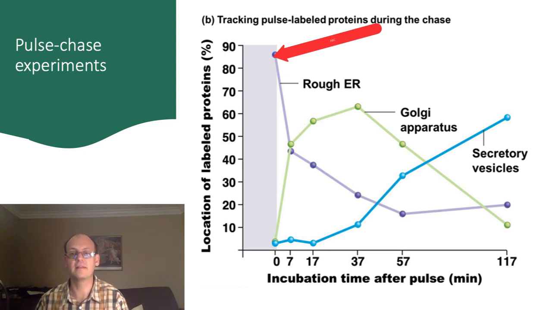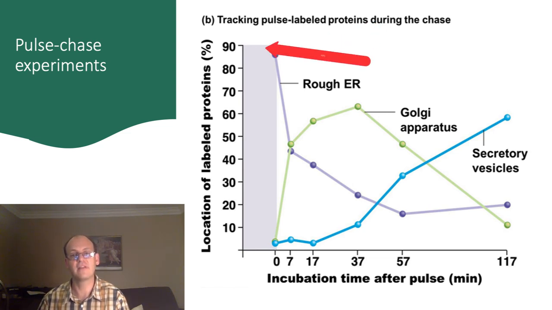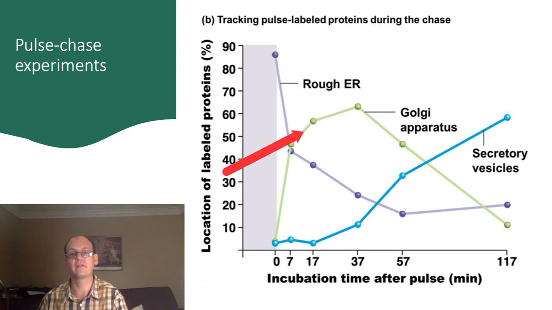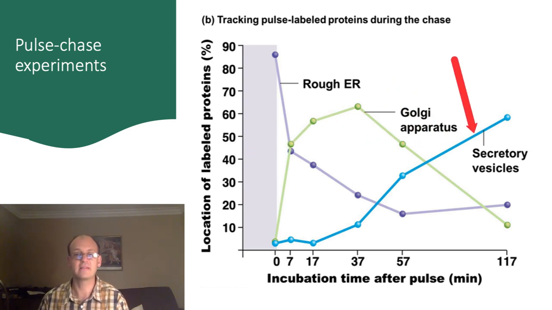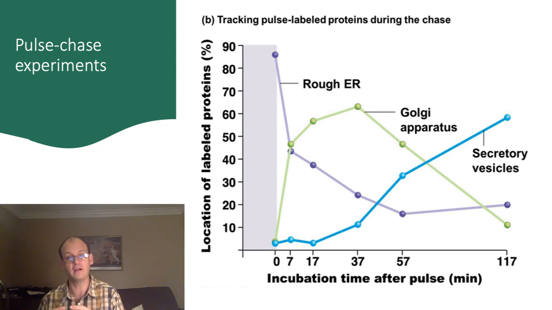After several more minutes, those radio-labeled amino acids are present in high numbers in the Golgi apparatus and later in the secretory vesicles. This indicates that first, the amino acids are incorporated into molecules located within the rough ER. Then, these molecules are transported to the Golgi apparatus before finally appearing in the secretory vesicles.